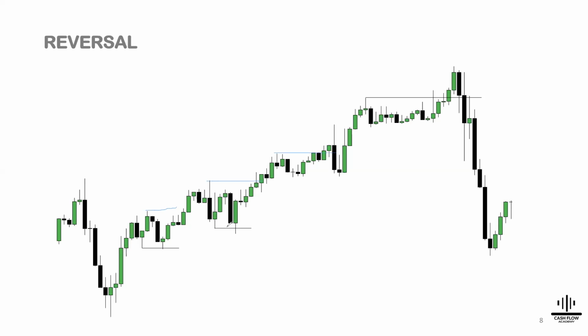If you're in a swing trade, you want to be moving your stops as price keeps hitting these highs. And you can see what happened there. This big reversal as price takes out this buy side liquidity.